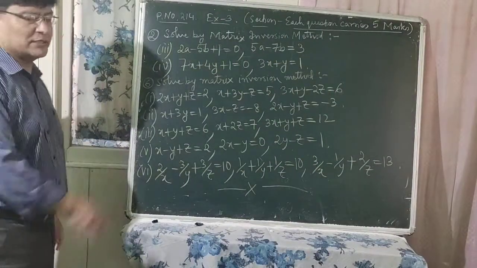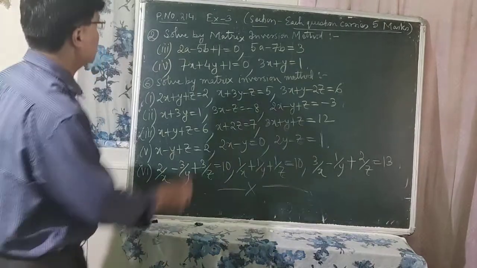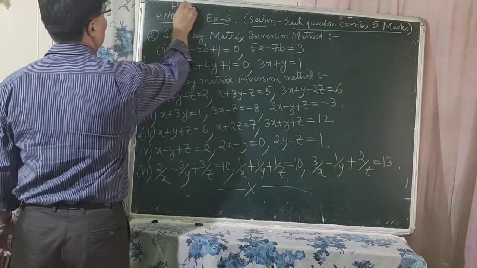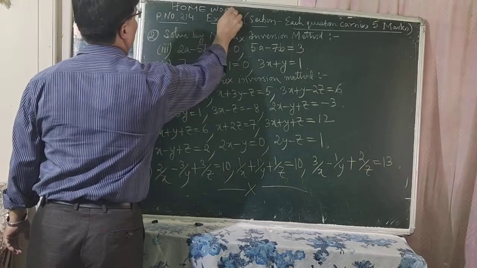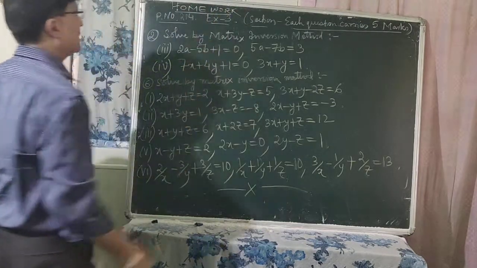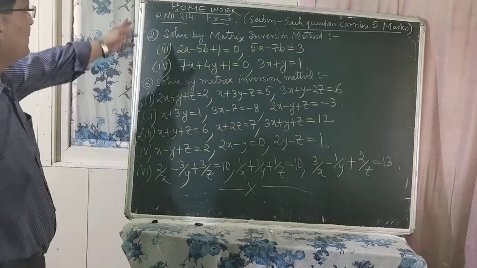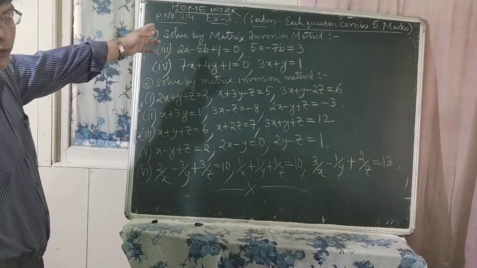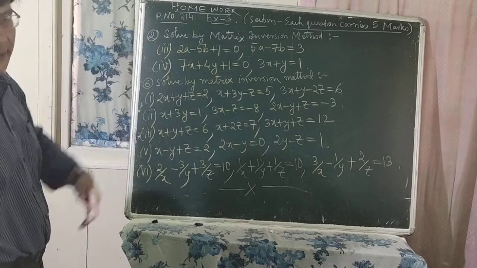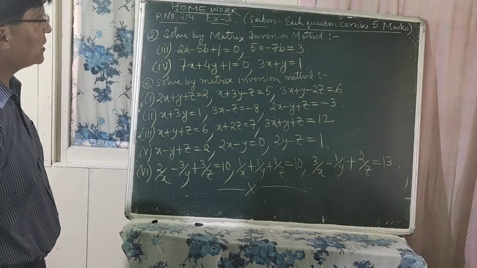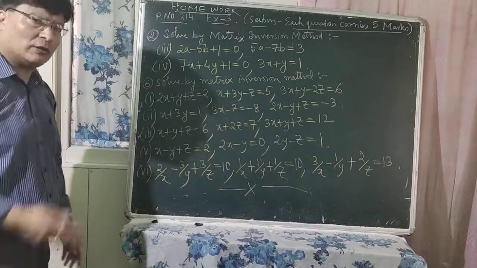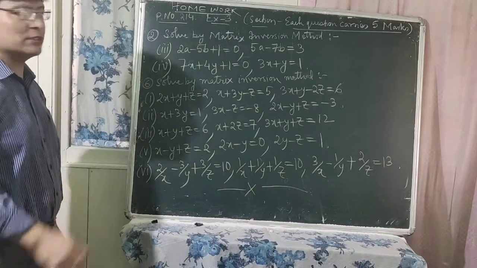So now these are your homework, right? So you can do them at home. That is page number 214 from the same book, Higher Mathematics for class 12 by S&A. Page number 214, exercise 3, section each question carries 5 marks. So you have to solve all these equations by matrix inversion method.